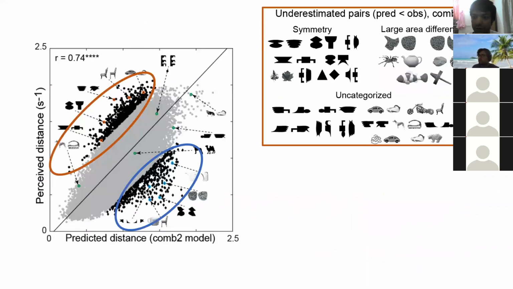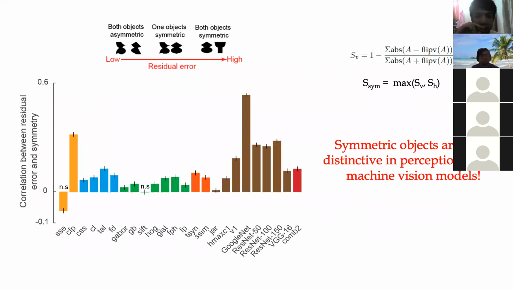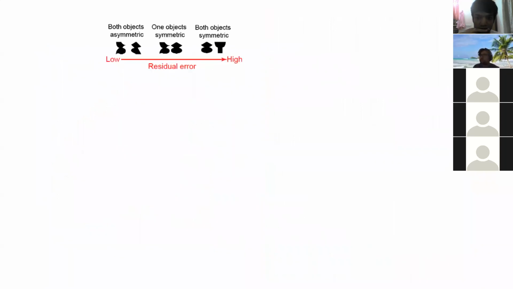Cool. So as I was telling you, symmetric objects are more distinctive in perception than in most of these machine vision models that we tested. So now we go ahead and look at the other kinds of differences that we found, like these overestimated pairs. Objects that have shared features, or that are mirror versions of each other, or different viewpoints of each other. These objects should show higher predicted distance, or higher model distance, compared to the perceived distances.